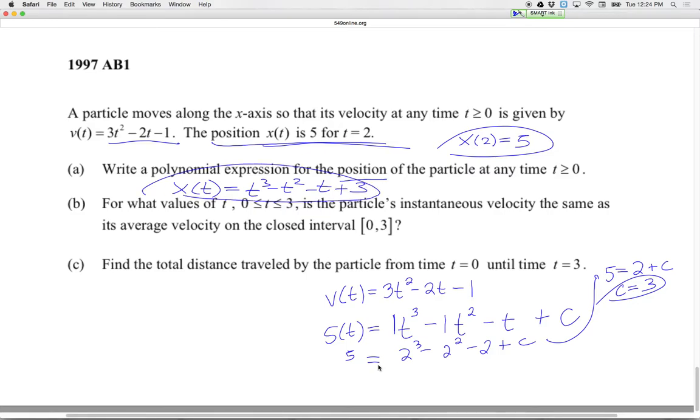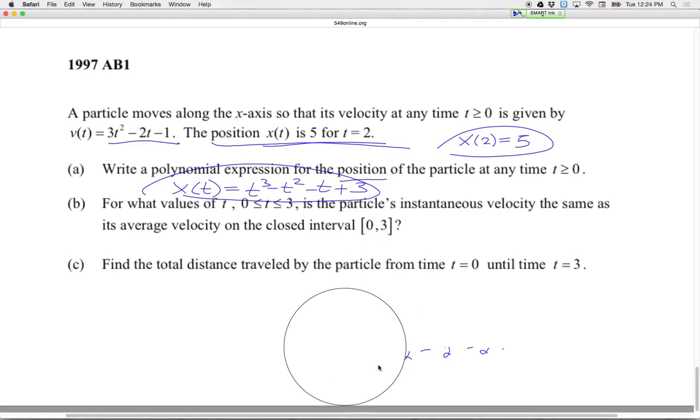And that's like, for what values from 0 to 3 is the particle's instantaneous velocity the same as its average velocity on the closed interval from 0 to 3? Now, you read this problem right away, you're like, I don't know what they're asking. Golly, that's a lot. Let me read it again. For what values from 0 to 3 is the particle's instantaneous velocity the same as its average velocity?